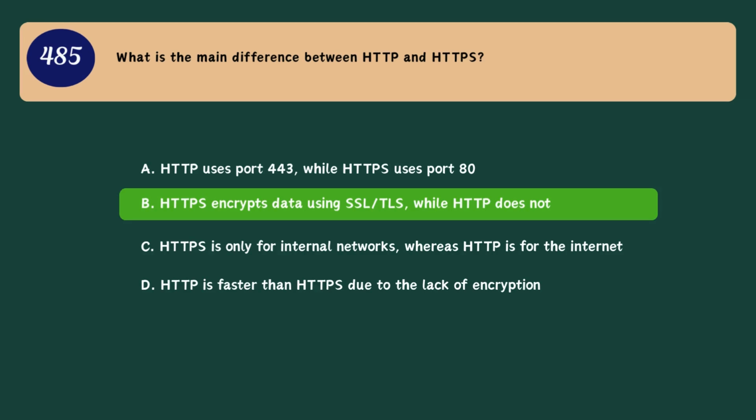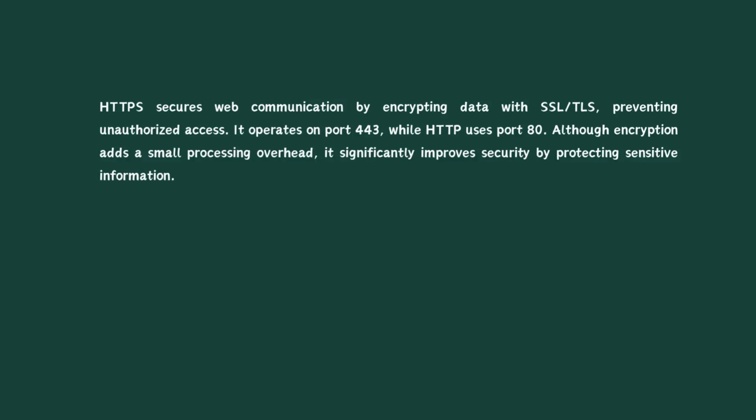Correct answer. B. HTTPS encrypts data using SSL/TLS, while HTTP does not. HTTPS secures web communication by encrypting data with SSL/TLS, preventing unauthorized access. It operates on port 443, while HTTP uses port 80. Although encryption adds a small processing overhead, it significantly improves security by protecting sensitive information.